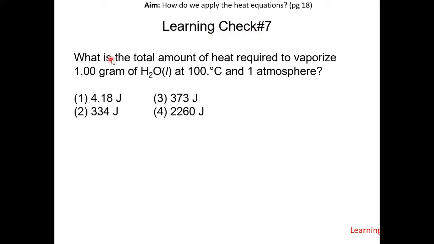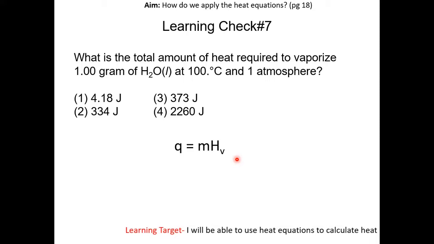Learning check number 7. What's the total amount of heat required to vaporize 1 gram of water at 100 degrees Celsius and 1 atmosphere? Pause the video and resume once completed. The keyword is vaporize, so we have to use the equation Q equals mHV. M will be 1 gram. HV, you have to look on table B on your reference table, which is 2,260. So 2,260 times 1 will be 2,260 joules.